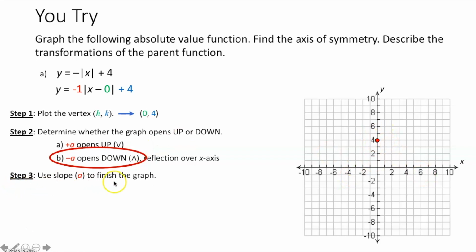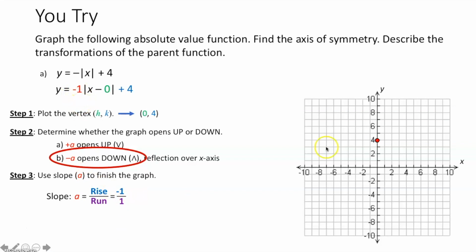Next, we're going to use the slope to finish the graph. So what's our slope? Our slope is our a value, which is negative 1. How do I write that as a fraction, rise over run? Well, it's going to be -1 over 1. Please don't put -1 over -1. That's obviously +1, right? Because if you divide a negative by a negative, it makes it positive. So here, -1 is the same thing as -1 over 1.